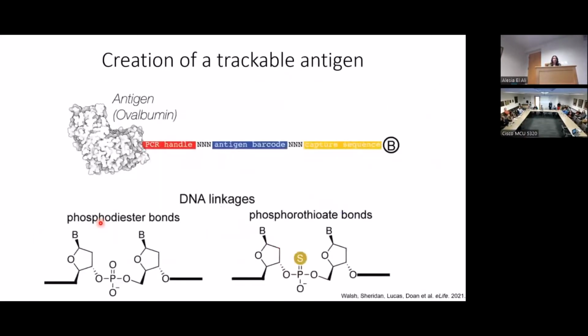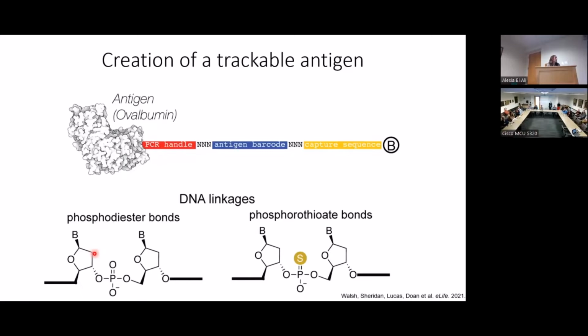And so to do this, we collaborated with Jay Hesselberg's lab in biochemistry, and we created an antigen that was conjugated to a single-stranded piece of DNA. And this DNA has a PCR handle, an antigen barcode, and a capture sequence, as well as a biotin tag. And we wanted to do this because we thought that this would be useful for single cell RNA sequencing. And one of the things we initially did was we injected this with normal single-stranded DNA with phosphodiester bonds. And when we did this, the DNA was degraded likely by endo and exonucleases within the mouse.